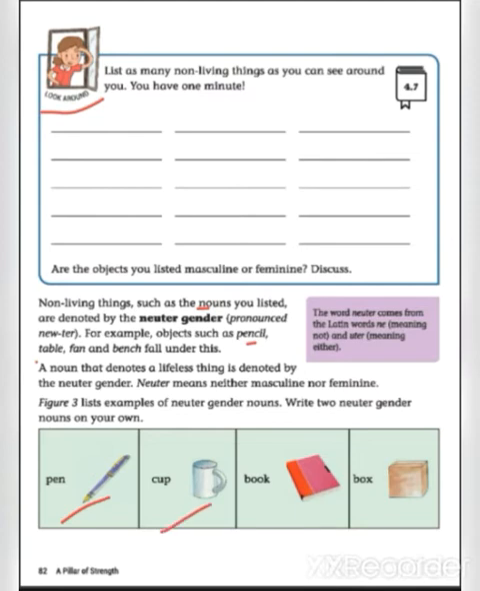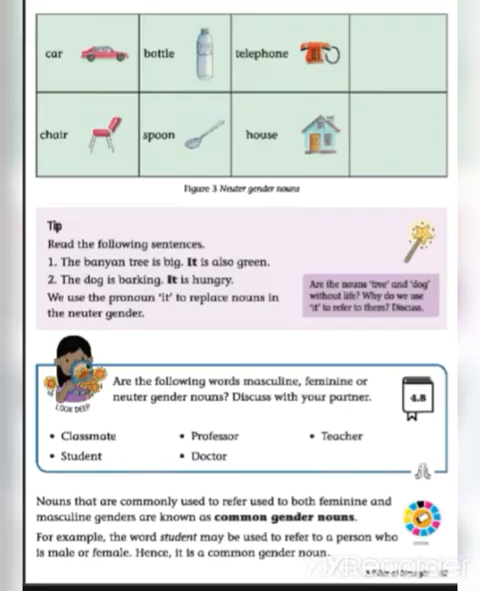Pen, cup, book, box. Next, car, bottle, telephone. Here you have to write your own example of neuter gender. Chair, spoon, house. Here also you should write your own example of neuter gender.